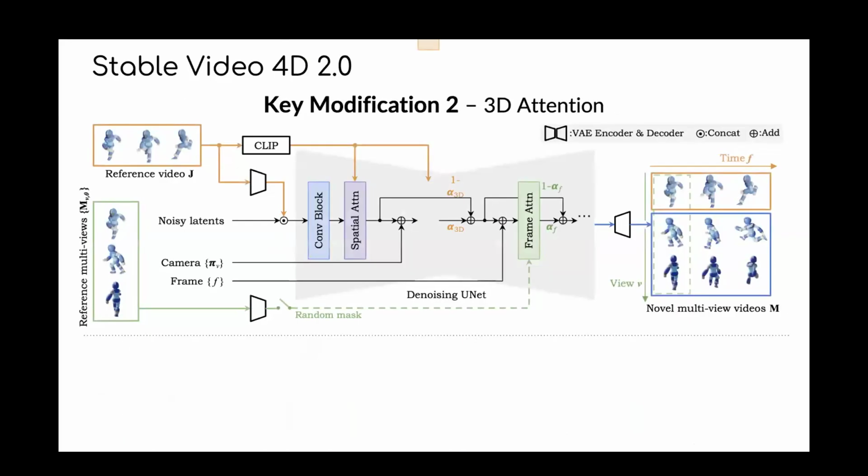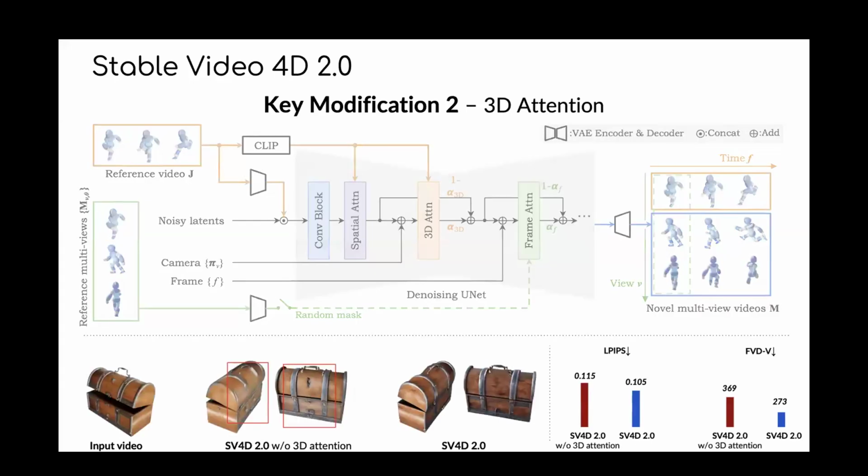And in addition to these view attention and frame attentions, we add this 3D attention that can attend across views and time, both axes at the same time. So this will create more spatio-temporally consistent views that are consistent across both views and time. With this modification, we get much better high quality results that closely follow the input video appearance across these multiple views.